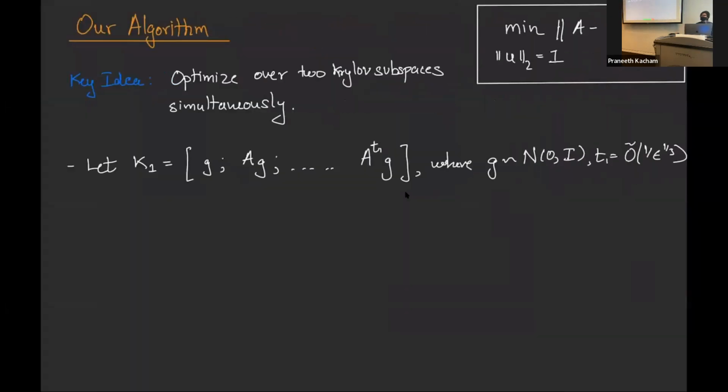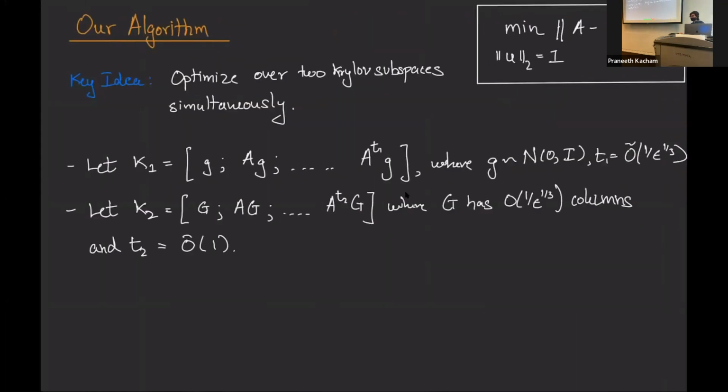So at a very high level, the main idea for the algorithm is to optimize over 2 Krylov subspaces simultaneously. So let K1 be the Krylov subspace that we already saw before. Here you start off with a single vector g, and you iterate this vector a bunch of times, multiplying it by A. Now the number of times we do this is 1 over epsilon to the 1/3. So this step takes 1 over epsilon to the 1/3 matrix vector products. This is the Krylov space that we saw before, the one that was used in the previous result.